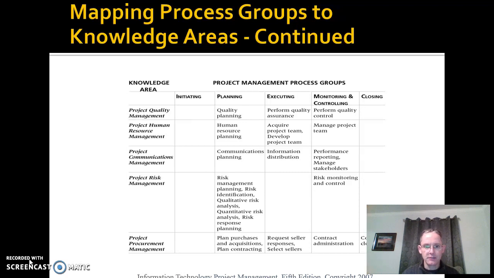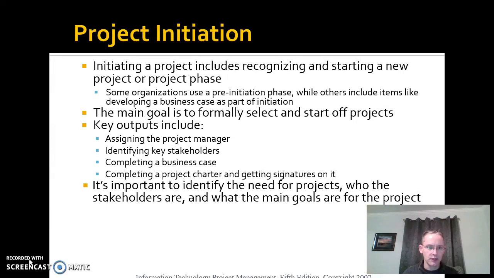So quality management, in the planning stage, you're going to be doing quality planning. In the executing phase, you're going to be doing quality assurance. In monitoring and controlling, you're going to be doing quality control. So quality management as a domain, as a knowledge area, has to be supported in all of these processes as well. So you've got to make sure that you're taking care of each one of these knowledge areas as you move forward through the project.